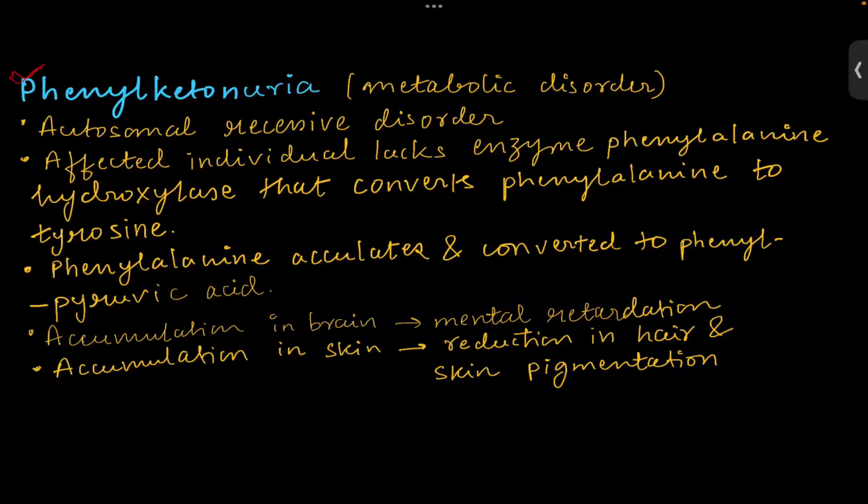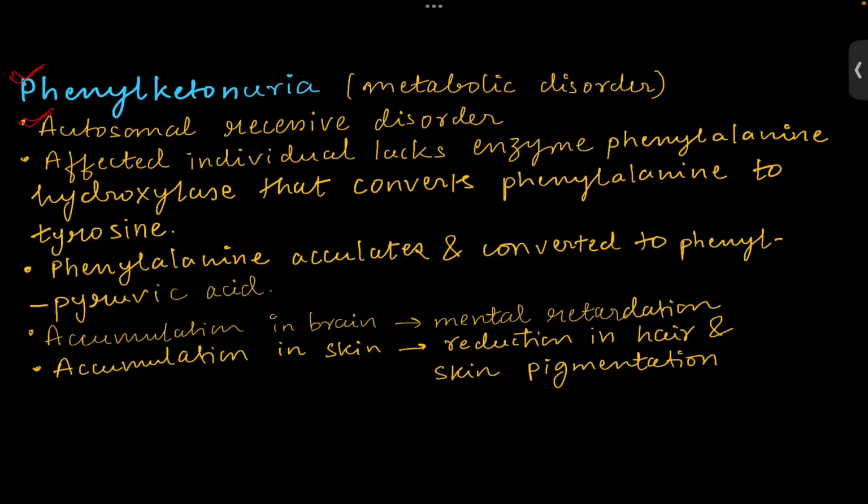So the next Mendelian disorder is called phenylketonuria, and this is a metabolic disorder, meaning a metabolic pathway is not functional in people having this disorder. This disorder is autosomal recessive, just like sickle cell anemia, meaning a defective gene is present in the autosome, and the mutant allele is recessive in nature. The affected individuals who are homozygous for the mutant allele lack the enzyme phenylalanine hydroxylase.